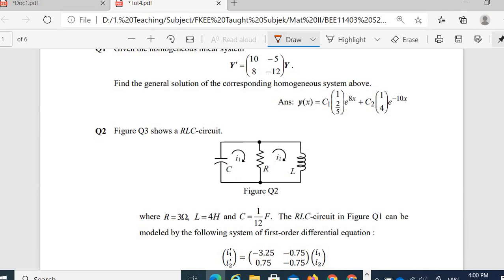So any questions? Okay. Then tomorrow I'm going to let you view the YouTube for the application question. Then later on we will continue to solve the homogeneous system and non-homogeneous system. And next week we are moving to the Laplace transform.